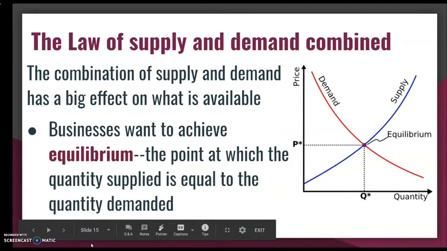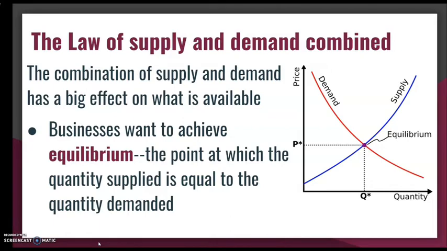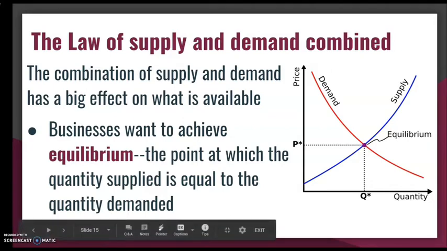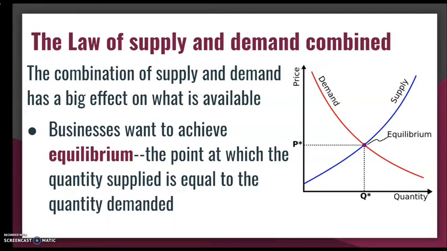When we combine supply and demand, this has a big effect on what is available. Businesses supply more of a product when they think consumers are willing and able to buy more. Businesses usually decrease supply when they find that fewer consumers will buy. Businesses are trying to balance supply and demand so that they have the products that the customers want. They want to achieve, ultimately, what is called equilibrium, which is the point at which the quantity supplied is equal to the quantity demanded. Supply and demand influence prices and create one of two markets, either a buyer's market or a seller's market.